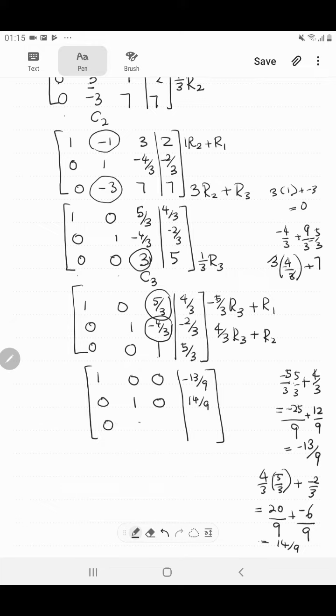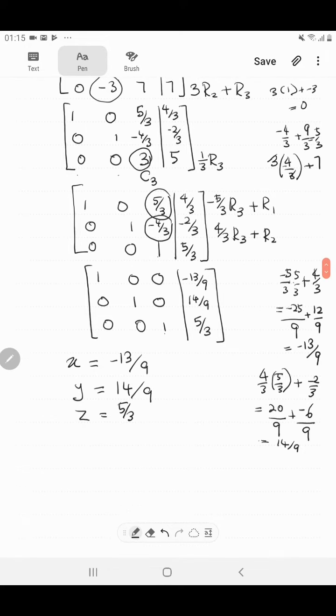The last row does not require any additional change. So this is your final set where x equals 13 over 9, y equals 14 over 9, and z is what we have taken from here, no other variables in the middle, so 9. Finished.